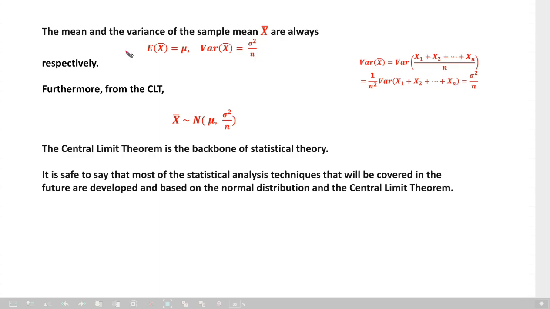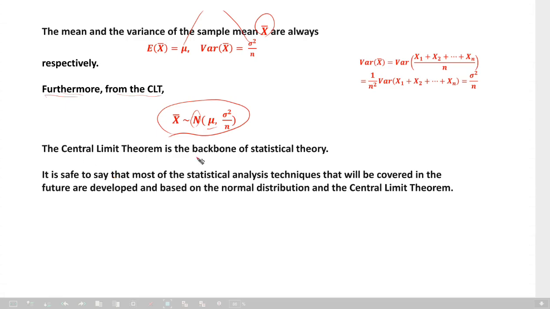I'd like to repeat again. The mean and the variance of a sample mean x bar are always, anytime, expectation of x bar is mu, and variance of x bar is sigma square over n. Of course, this mu and sigma square are the population mean and population variance, respectively, right? Furthermore, from the CLT, the central limit theorem, we now know x bar follows a normal distribution with mean mu and variance sigma square over n, right? This result. I think you better understand what I am talking about.